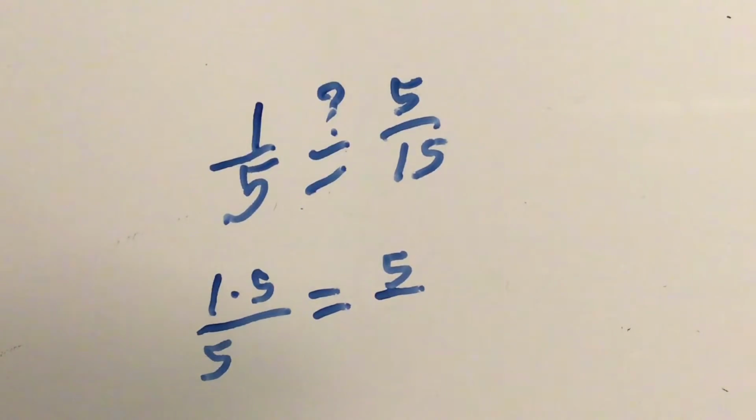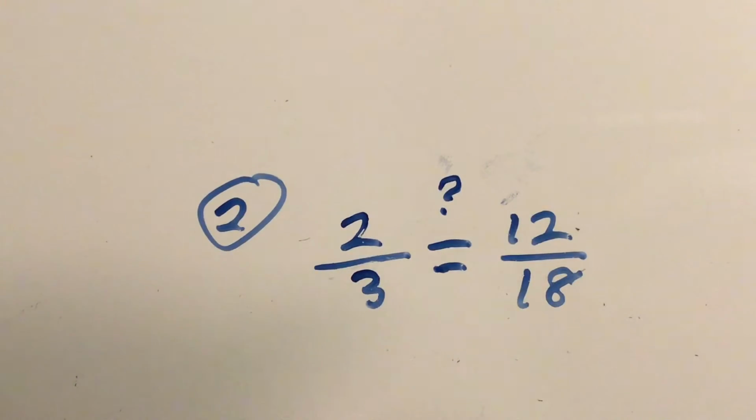So let's find out now if 5 times 5 equals 15. No, 5 times 5 does not equal 15. Therefore, these two ratios are not in proportion to each other. These two fractions are not equivalent.